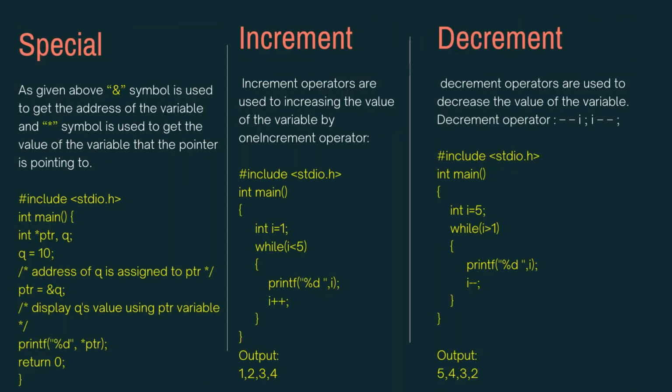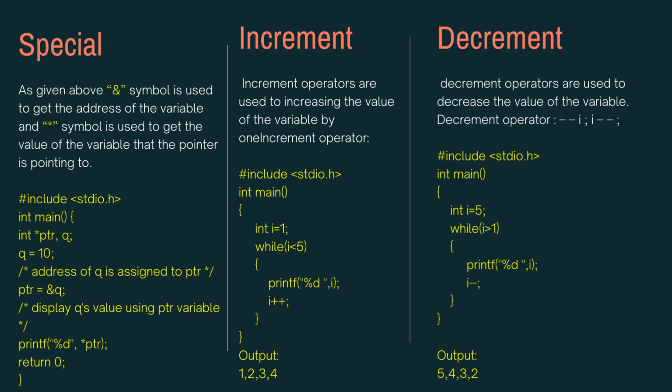So special operators are used to get the value of the variable that the pointer is pointing to. For example, you can see here that the integer pointer is named q, where the q value is given as 10. If we request to display the value at the address of q, the value will be printed as 10 because the address of q is actually holding 10.